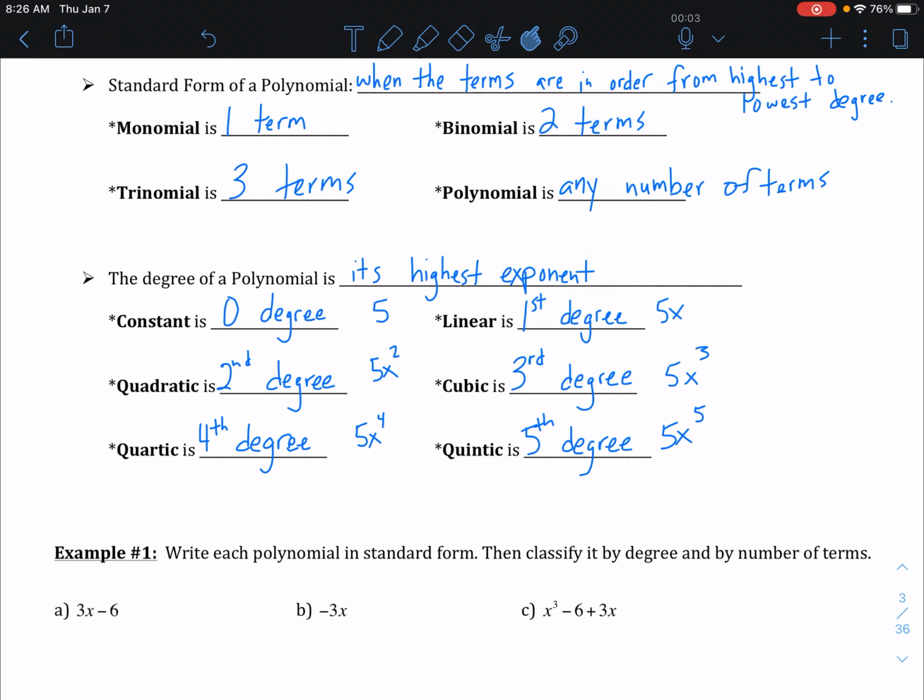A monomial is when we have one term, binomial is 2 terms, trinomial is 3 terms, and the term polynomial could really mean any number of terms from 1 to, I don't know, as high of a number as you can think of. But we only have to memorize the terms up to 3.